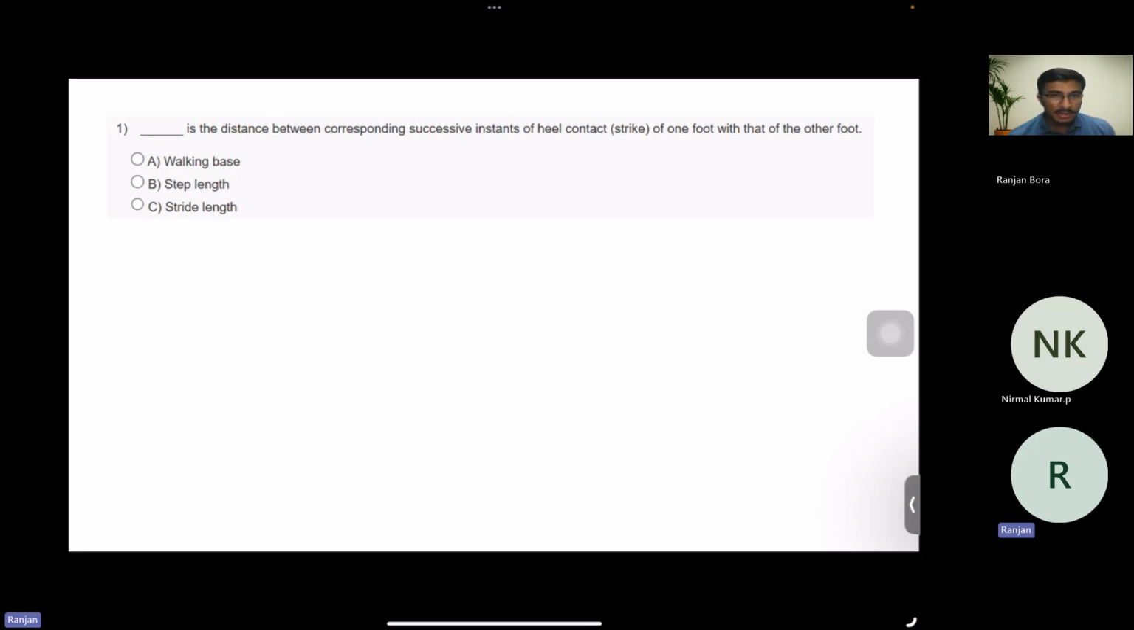So this was the first question. Is the distance between corresponding successive instance of heel contact of one foot with that of the other foot. Nirmal, did you submit the assignment for last week 3? Yes, sir. So I think you know the answer. What is the answer for this question? What is the correct option?